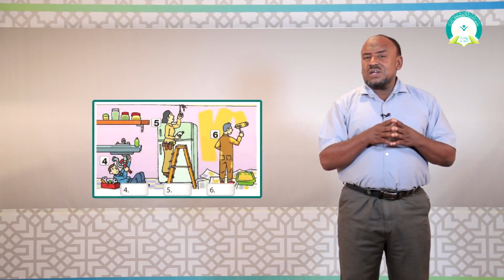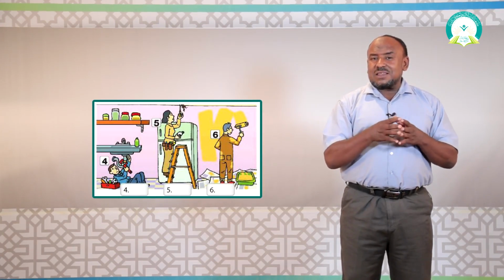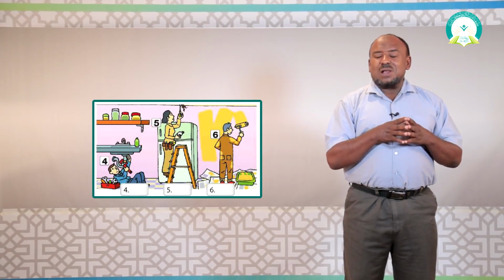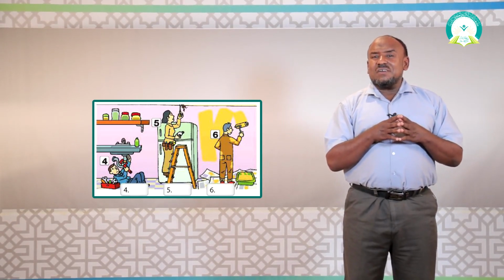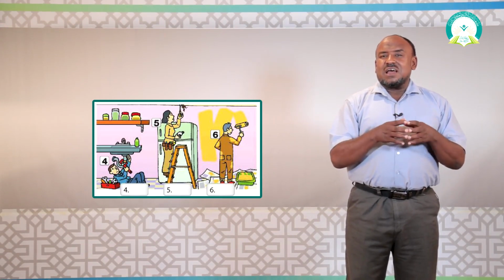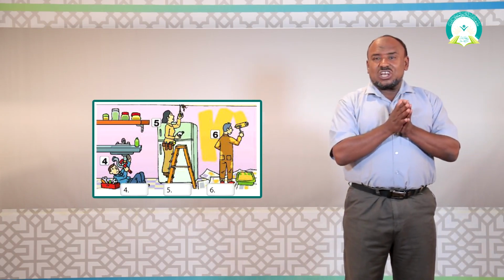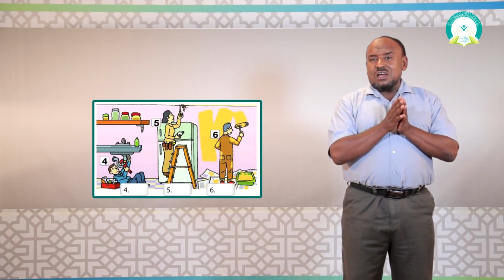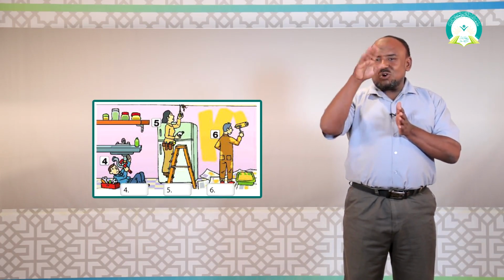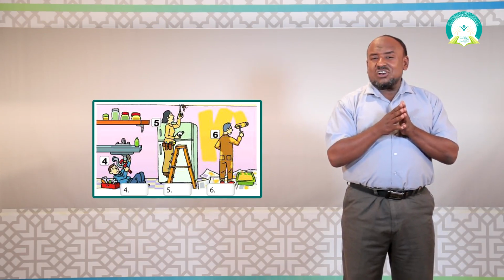Number four is someone who deals with pipes. What do you call him? Plumber. Number five, someone who deals with electricity, wires. What do you call him? Electrician. Number six, he's painting. So he's what? Painter.